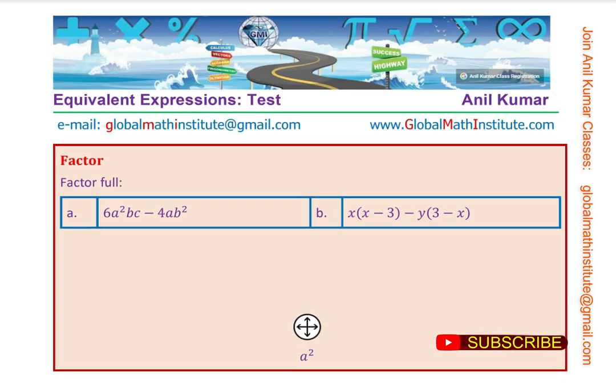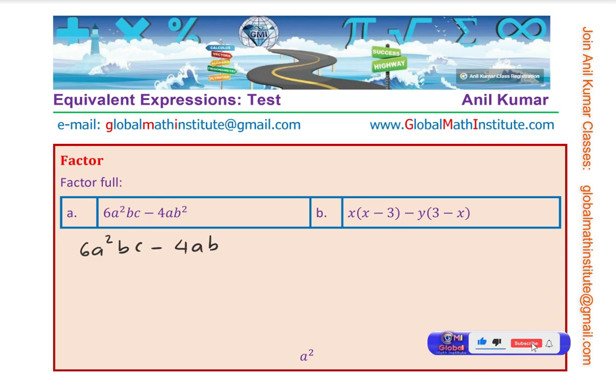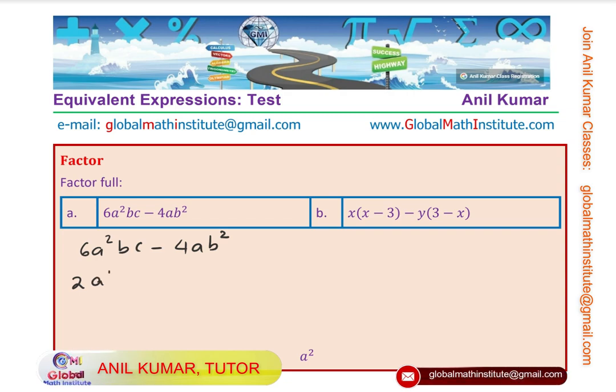Now here is the very first example. So we have 6a squared bc minus 4ab squared. Check the numbers first, 6 and 4. 2 is common, right? a, b, c. a and b are common, right? So a and b are common. You could factor them. If I take ab and divide this into the terms, then we get what?